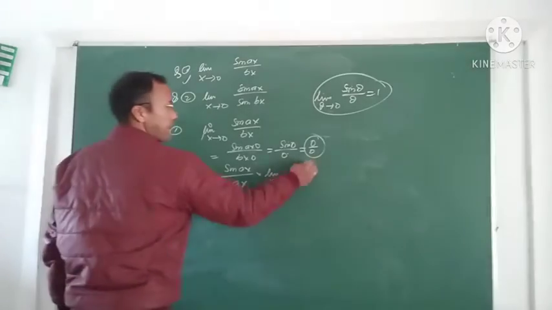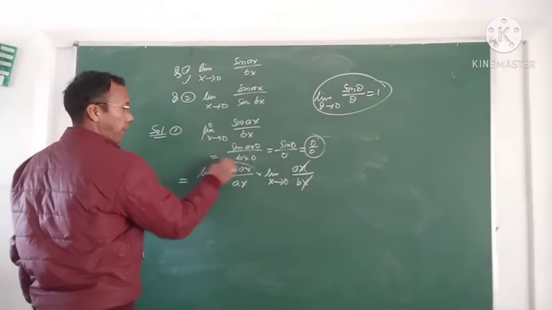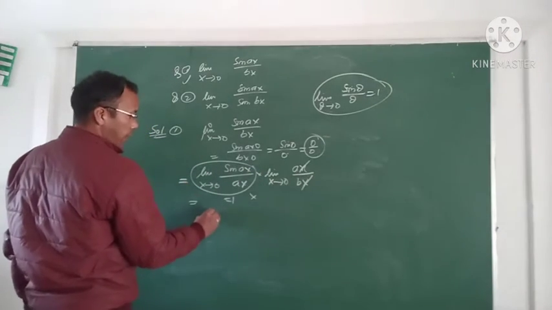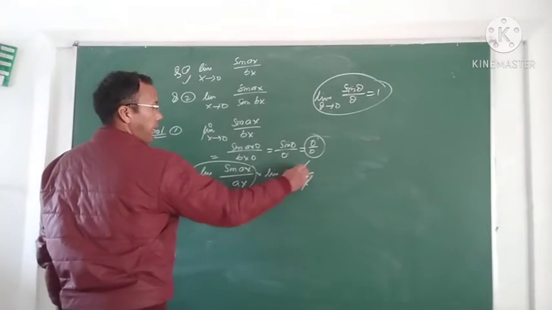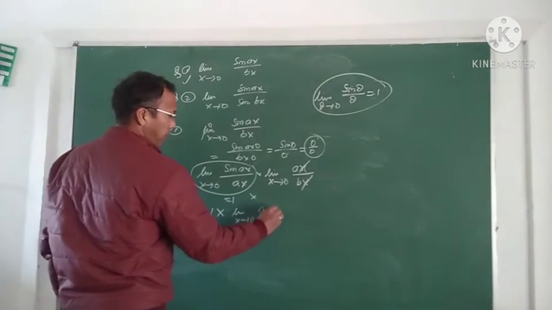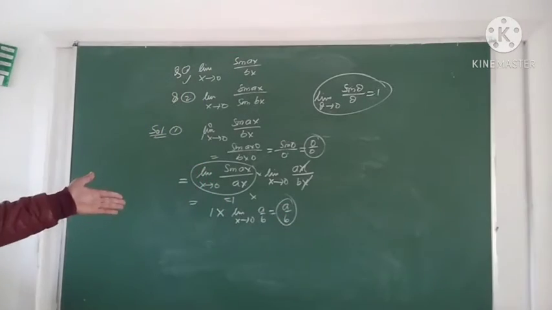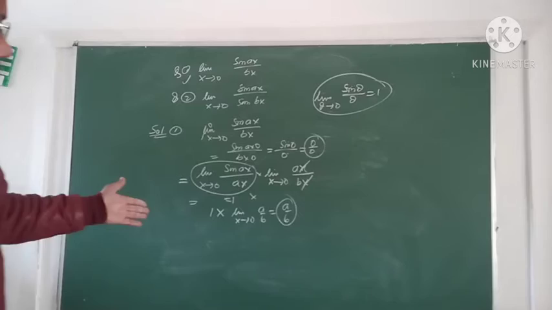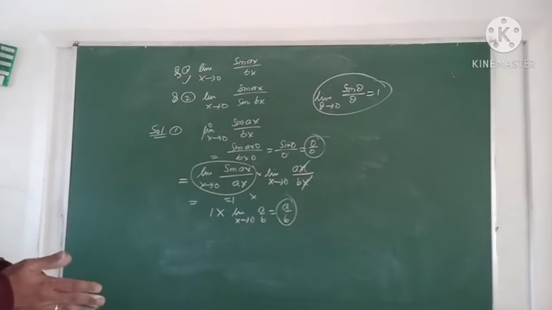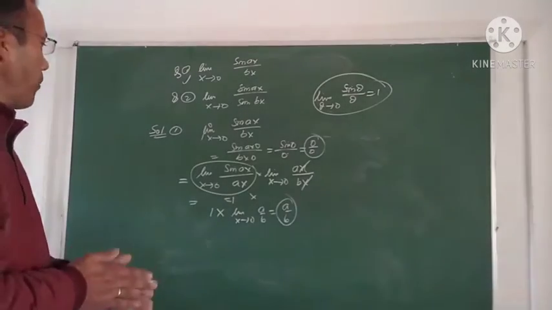Now x cancels out, and we know that the whole sin ax upon ax is equal to 1. So 1 into limit x tends to 0 of a upon b, which is equal to a upon b. Because there is no x in this term, we can put x equal to 0 nowhere. So the solution is a upon b.